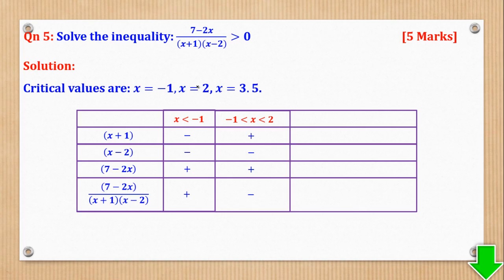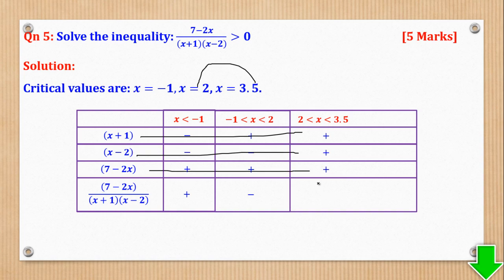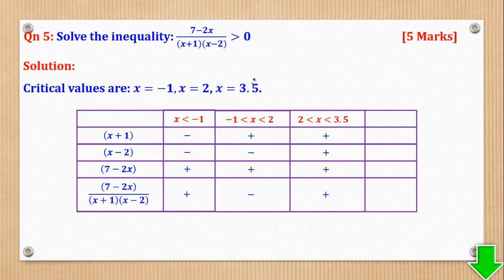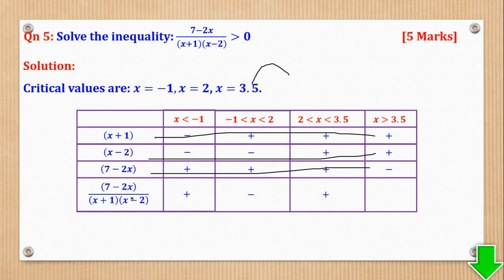So now I shall go to values between this and this. Here you can use 3. So when I use 3 here, I get a positive. 3 here, I get a positive. 3 here, I get a positive. Therefore, overall will be positive. Then what about values after this? I can use 4. 4 here, positive. 4 here, positive. 4 here, negative. And overall now will be negative.